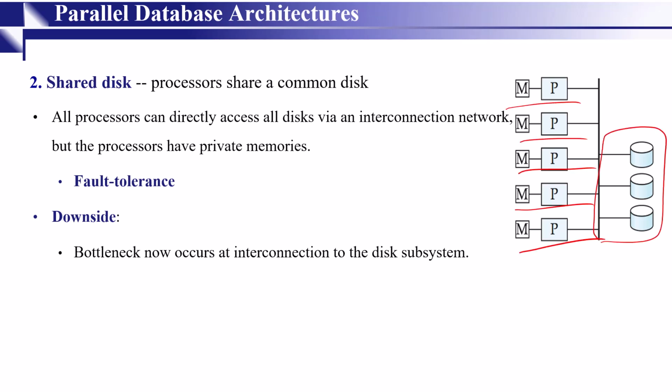They can access all these through a network, but each has its own private memory. As you can see here, each process has a memory. This offers fault tolerance. If one processor fails, others can still access data. The catch? The disk interconnection becomes a bottleneck as traffic rises. Picture a shared filing cabinet. Everyone can use it, but only one at a time grabs a file efficiently.